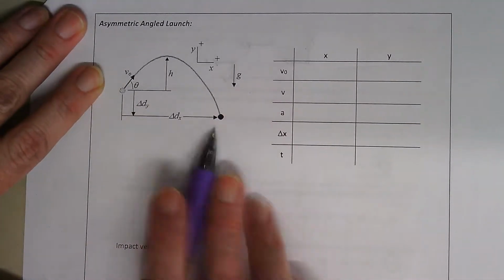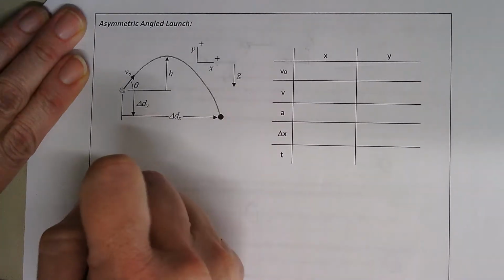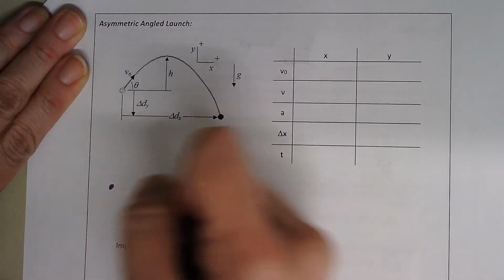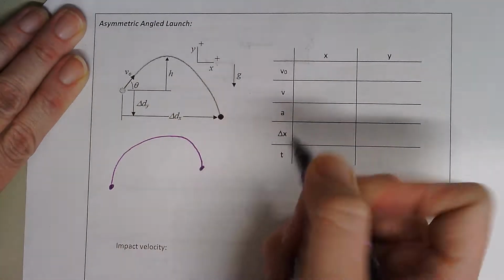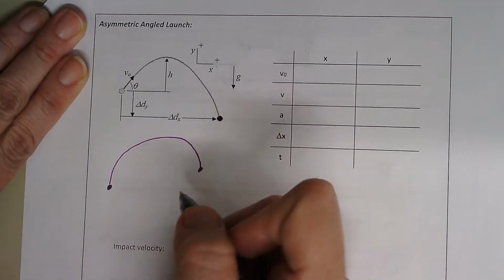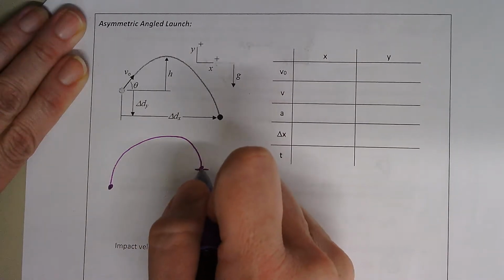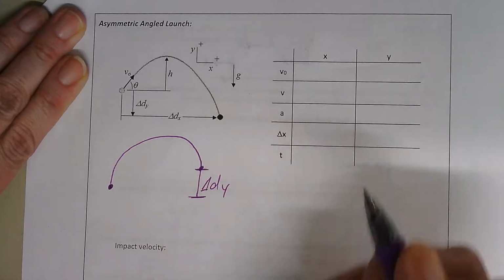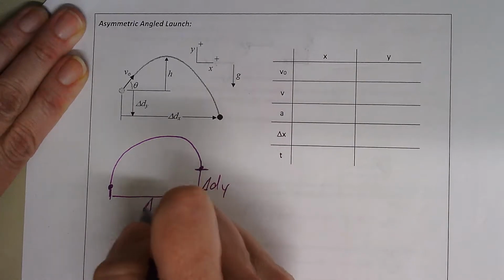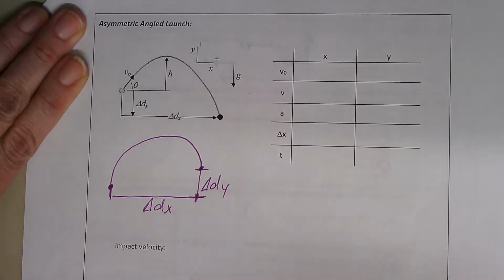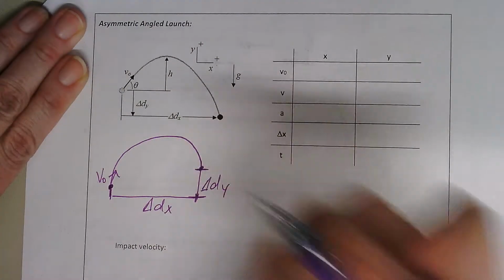So it can look like this, or it can look like that, okay, where the distance from where you end to where you start is still your delta dy. The distance from where you start to where you end in the x is still delta dx, okay? And you typically will have a velocity vector, we call it v naught.